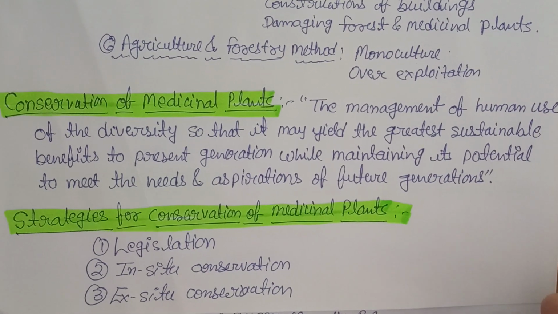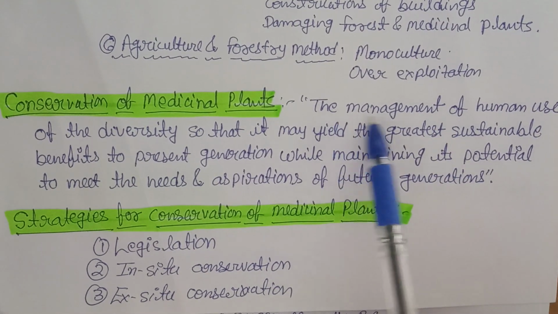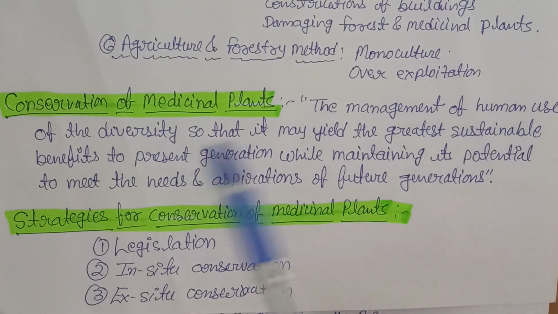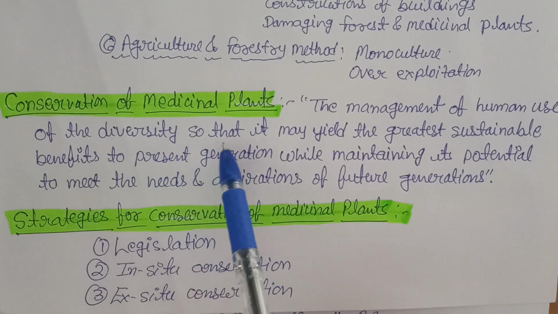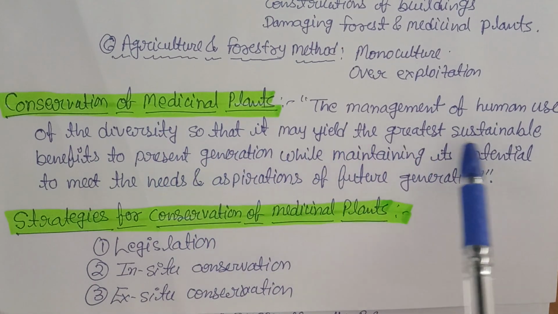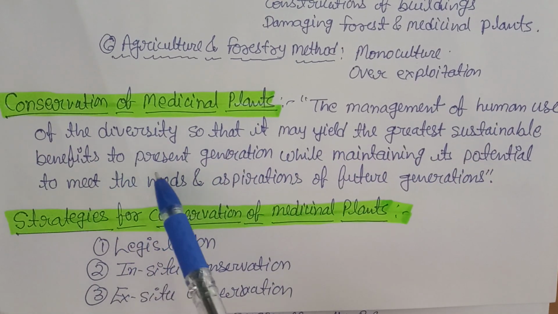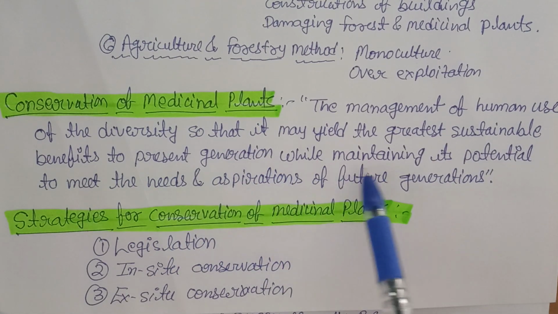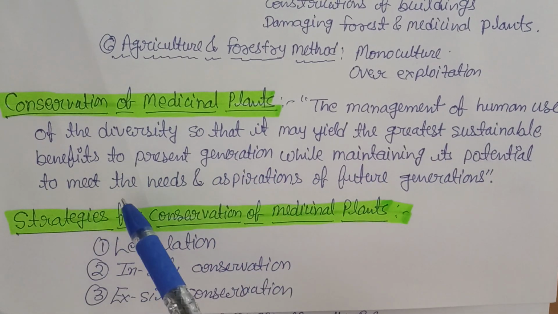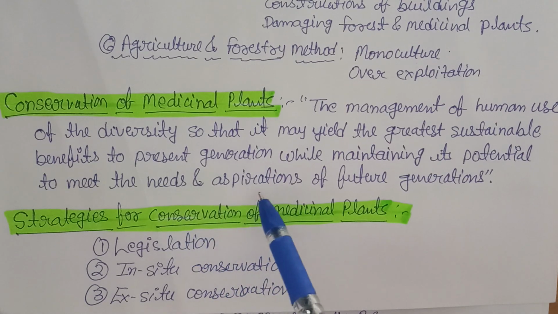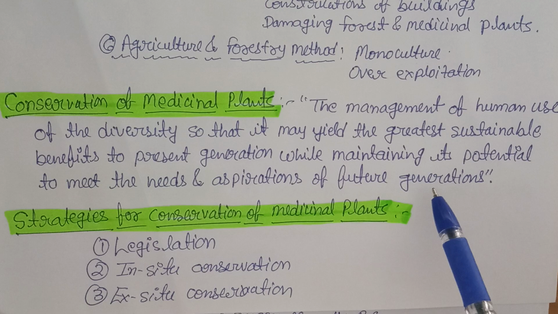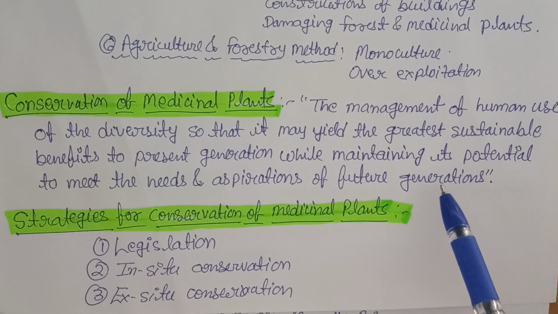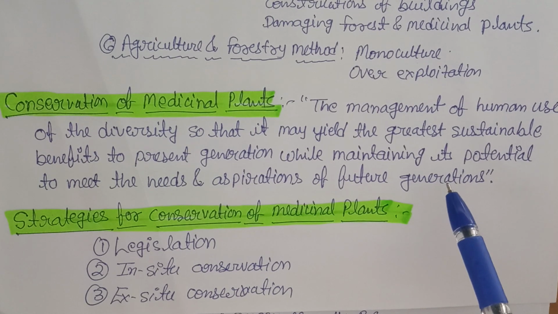How can we define the conservation of medicinal plants? The management of human use of the biodiversity, so that it may yield the greatest sustainable benefits to the present generation, while maintaining its potential to meet the needs and the aspirations of the future generation. If it is not conserved properly, how is the future generation going to come to know that these kinds of medicinal plants also existed on the earth?